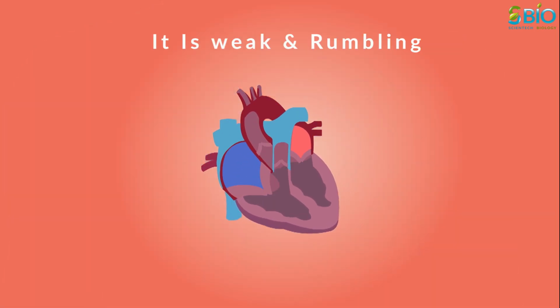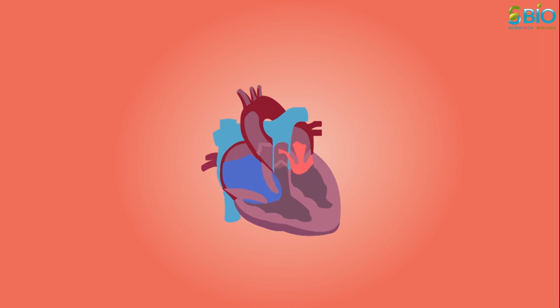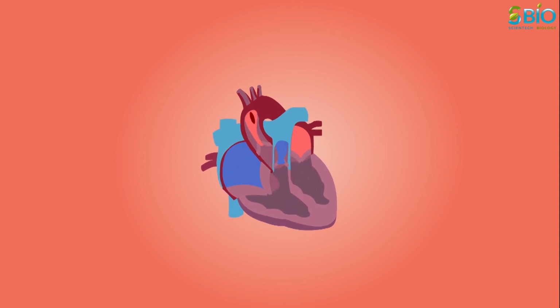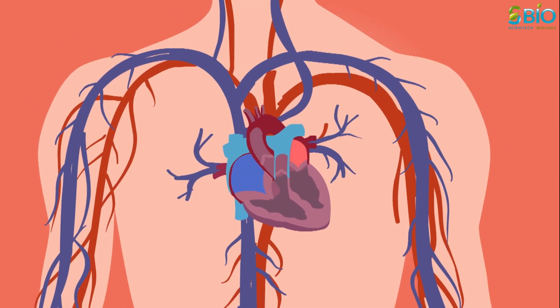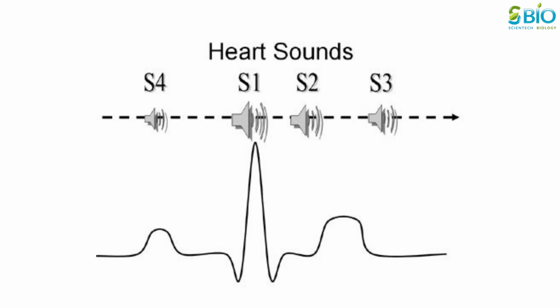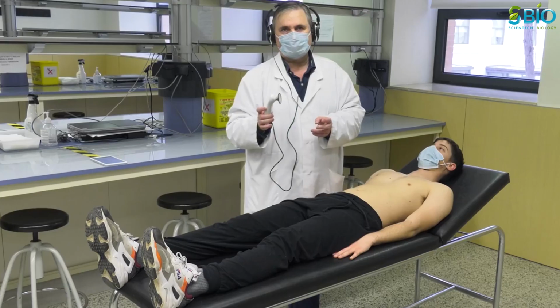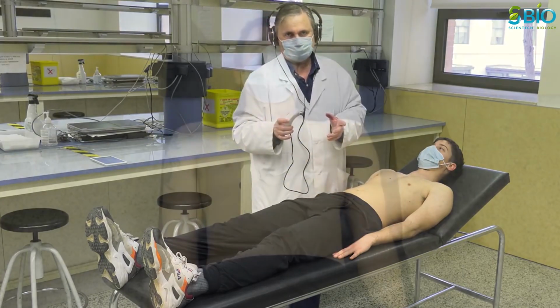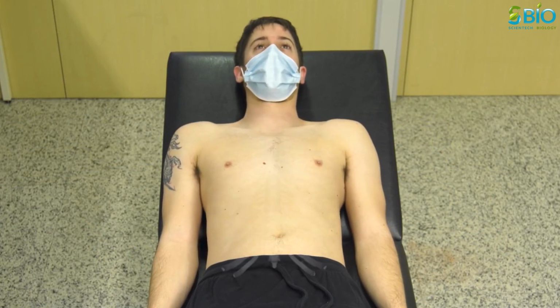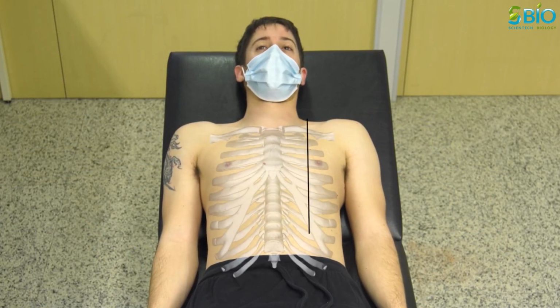The fourth sound is weak and rumbling and cannot be heard with a stethoscope but can be recorded with a cardiophonogram. This sound occurs when the atria contract just before the first heart sound. The fourth sound coincides with the interval between the end of the P wave and the onset of the Q wave in the ECG. The presence of a fourth sound usually indicates cardiac disease secondary to a decrease in ventricular compliance caused by either ventricular hypertrophy or myocardial ischemia.